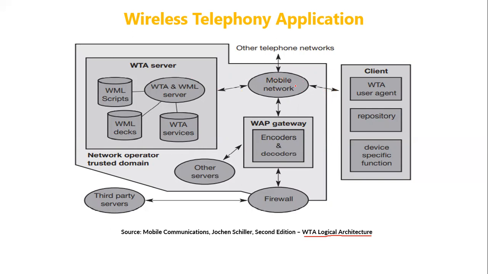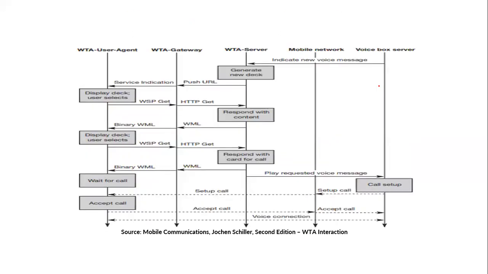This is similar to whatever we have discussed under the wireless application environment. The client will send an encoded message, and then it will be decoded and sent to the respective server. Again, the server will send a message, and then it will be encoded through the gateway. If it is coming through the gateway, then the gateway will encode it and send it back to the client. So this is the overall architecture of the wireless telephony application.